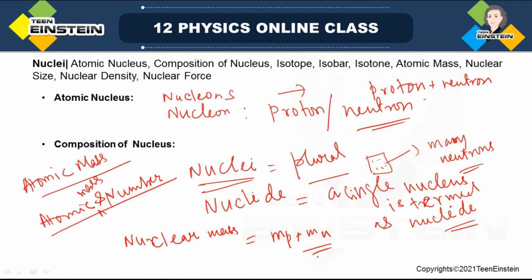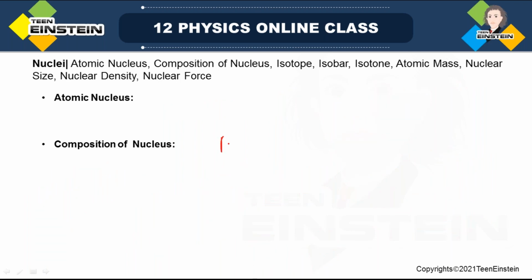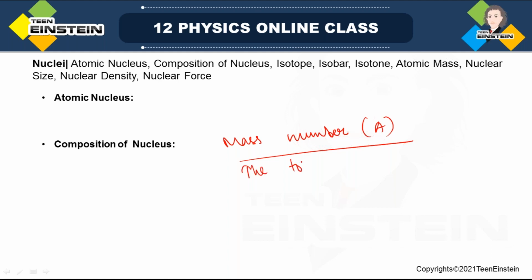And what is mass number? This is the total number of protons and neutrons present in the nucleus. If I say Np for protons and Nn for neutrons, this is the total number of neutrons and protons. Mass number is denoted by A, and it is the total number of neutrons and protons.